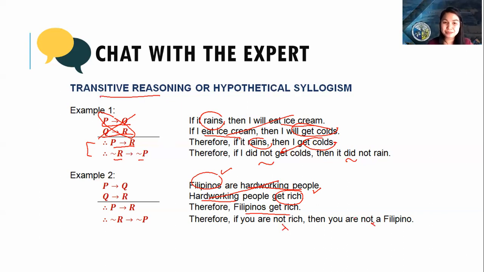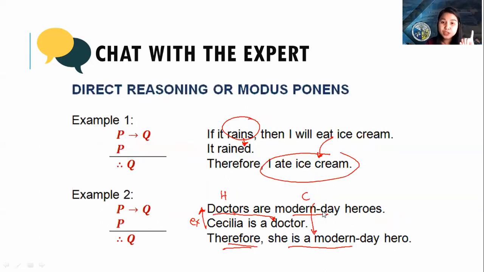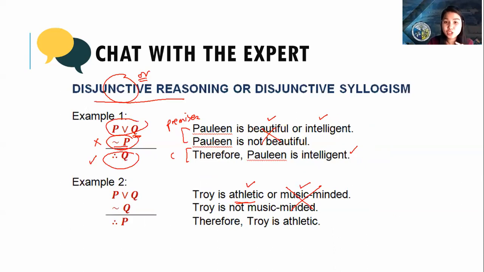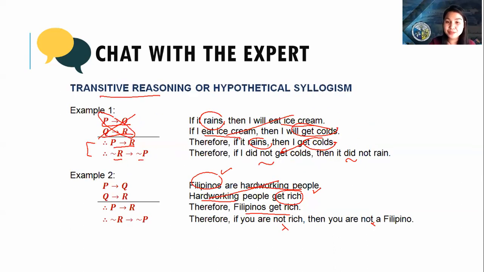Questions? These are the four again. The first one, modus ponens. Second, modus tollens. You negate the conclusion. Then the answer will be the negation of the hypothesis. Disjunctive reasoning. And the last is transitive reasoning.